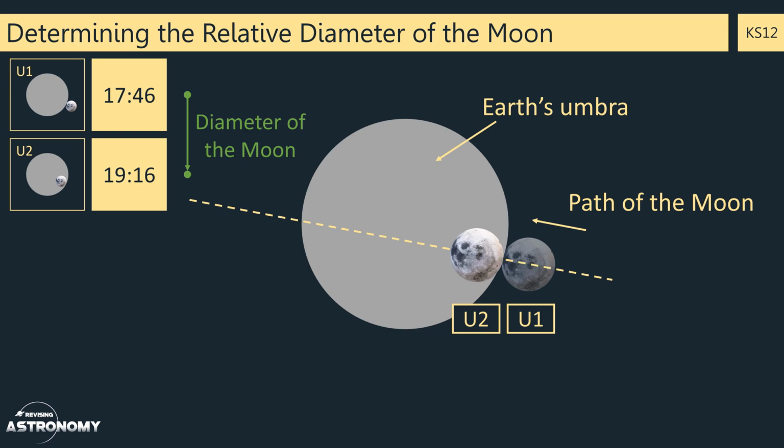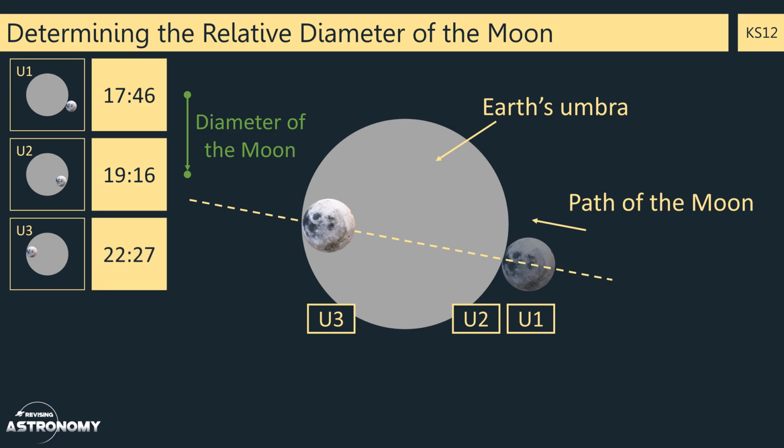Now, if we continue to follow the eclipse through to the next key point, which is when the moon is just about to leave the umbra, the end of the total lunar eclipse part, this is called U3 and took place at 22:27. Let's again consider the movement of the moon from where it was at U1. If we take the point furthest to the left of the moon this time, and then consider where it is during U3, you can see that it's travelled the equivalent distance of the diameter of the Earth's umbra.